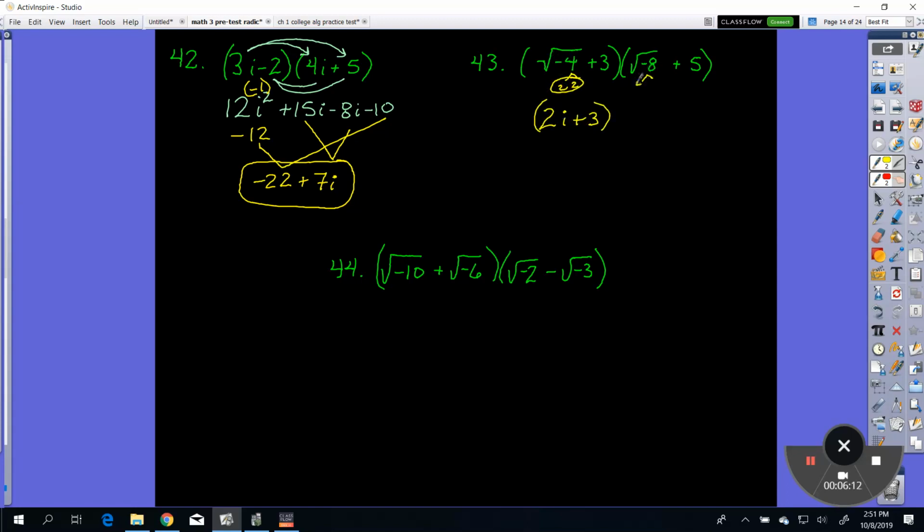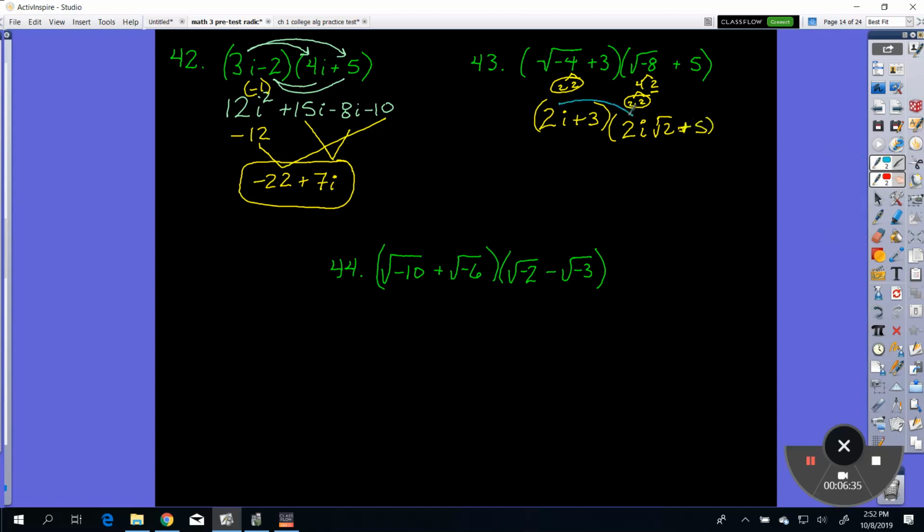This one is 4 and 2, that multiplies to be 8, and 4 is 2 and 2, so there's a pair of 2's that come out from that. So that's 2i because of the negative comes out as an i, and there's a 2 left in, square root of 2, plus 5. So now we're going to distribute.